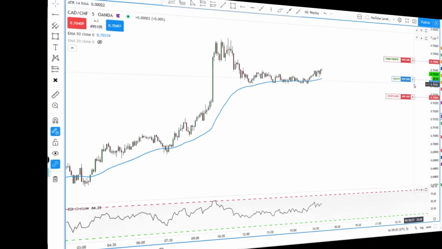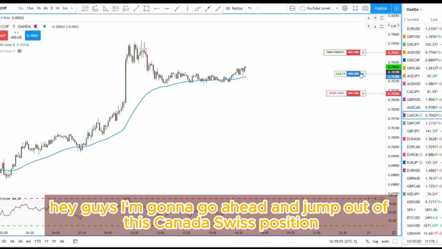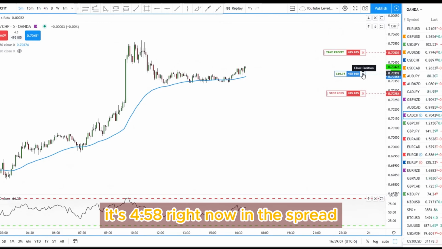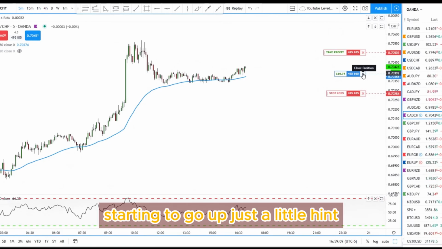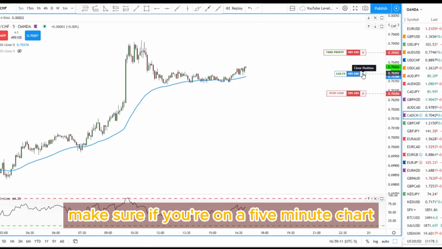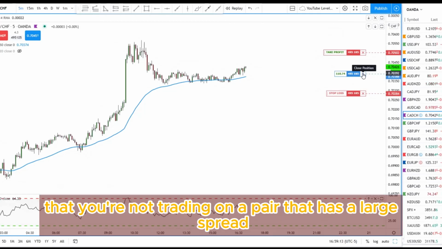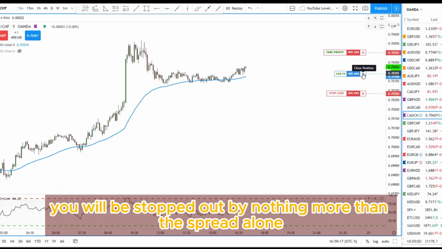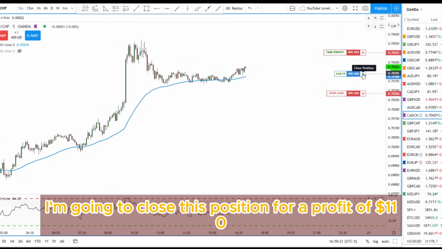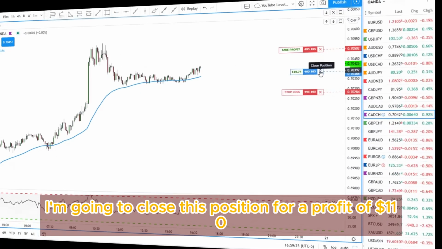Nice trade. Hey guys, I'm going to go ahead and jump out of this Canada Swiss position. It's 4.58 right now and the spread's starting to go up. Just a little hint, if you are going to day trade, make sure if you're on a 5-minute chart that you're not trading on a pair that has a large spread at 5 o'clock p.m. You will be stopped out by nothing more than the spread alone. So with that being the case, I'm going to go ahead and close this position for a profit of $110.